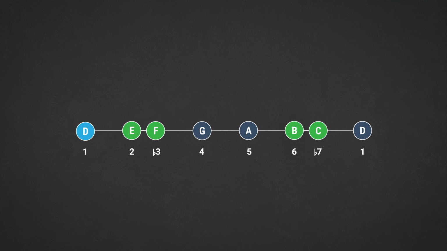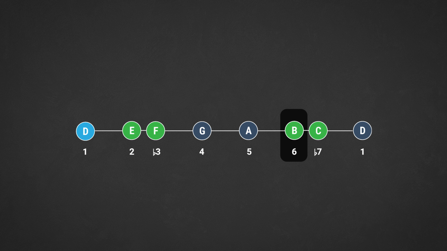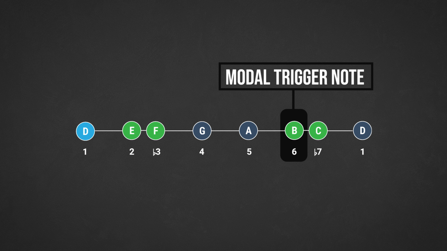Now the new scale sounds minor, but it has a major character in the upper notes because of that major 6th degree, B. And this makes it sound minor, but also hopeful. And this becomes clear when we change the melody in the D minor scale by raising the 6th from B flat to B. Now this special characteristic note in the new scale we could call the modal trigger note, because it triggers a special sound of the mode and tells our ears that there's something going on.